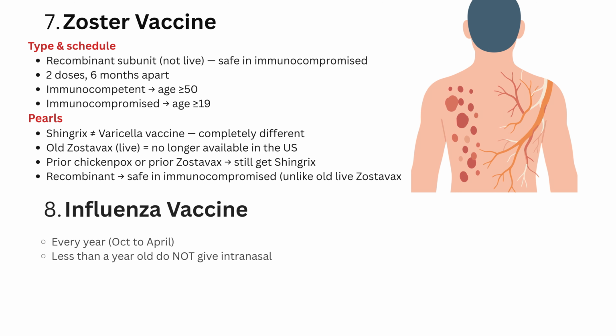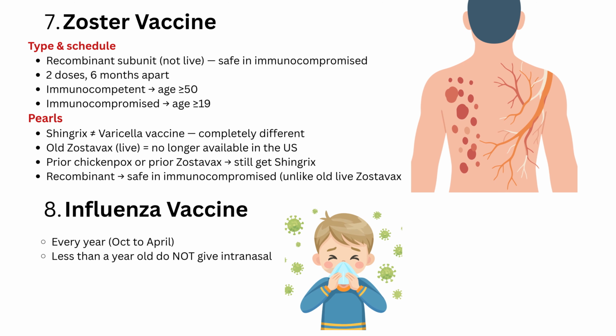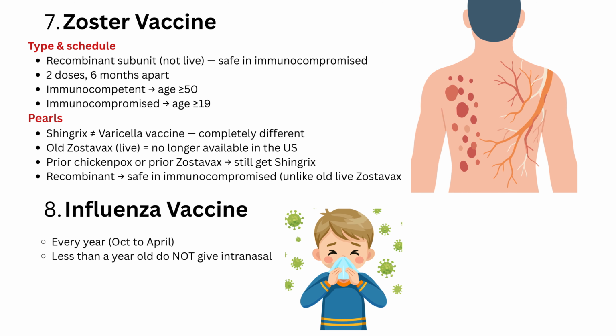Now let's talk about the zoster vaccine, also known as Shingrix. Shingrix is a recombinant subunit vaccine, which means it is not a live vaccine. This is the most important point to remember. It is given in 2 doses, with a gap of 6 months between the doses. In immunocompetent patients, it is recommended starting at 50 years of age. In immunocompromised patients, it is actually started earlier, from 19 years of age.